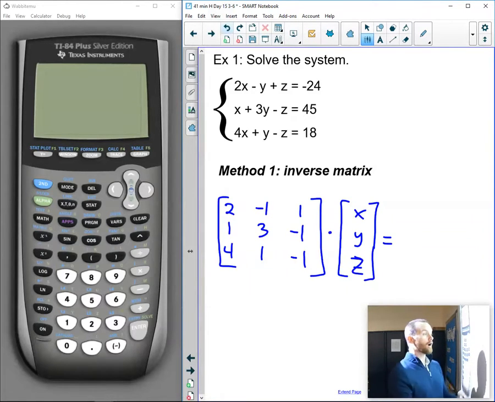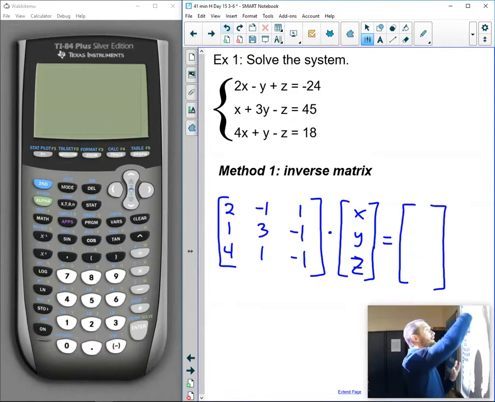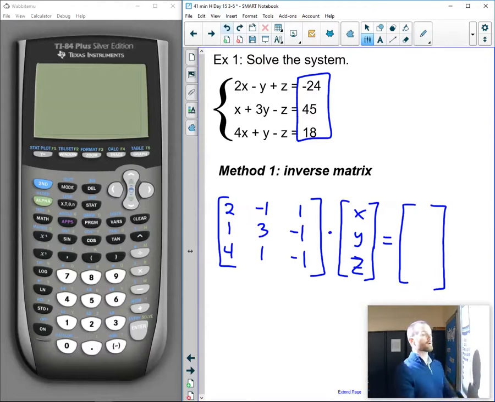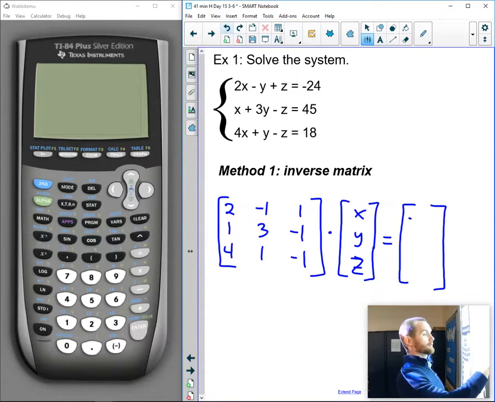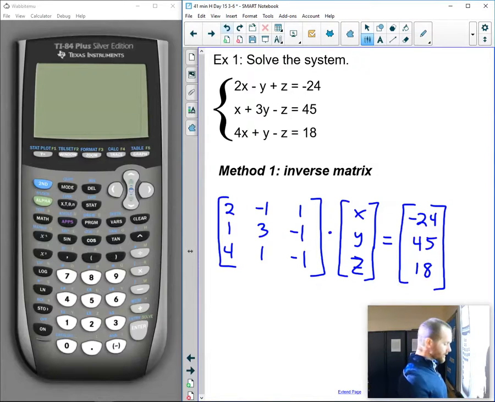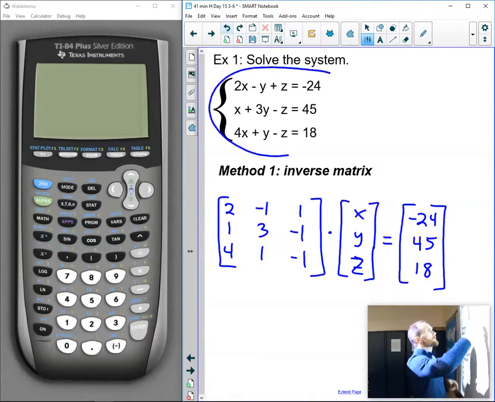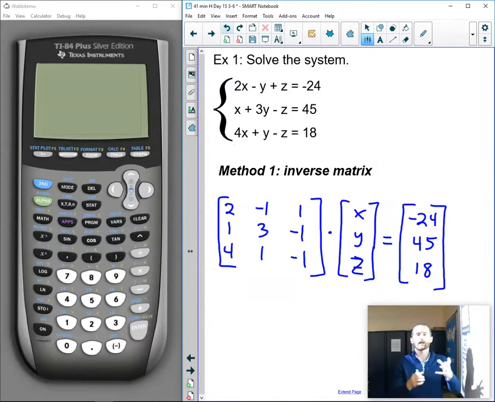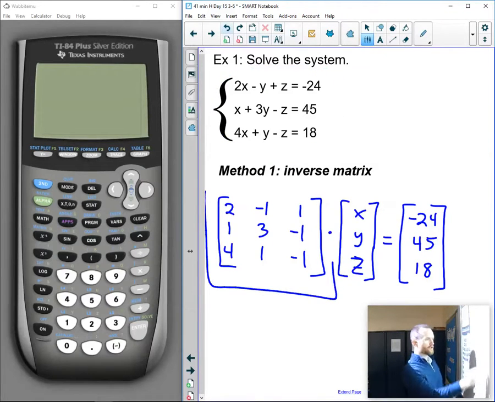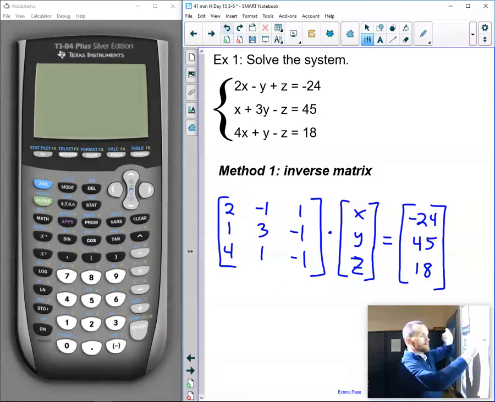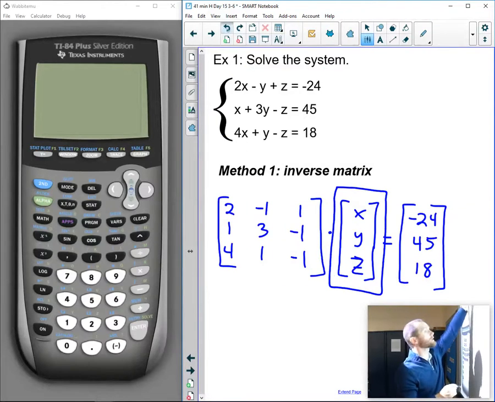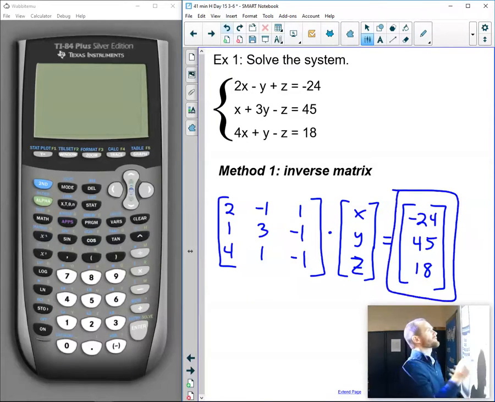And then that's going to equal our answers. So here, that matrix is going to be what we have on this side of the equal sign. The -24, 45, and 18. So what we've done here, we took our original system of three equations and rewrote it as one matrix, the coefficient matrix, times our variable matrix equals the answers, not the solutions, but the answers, whatever we had right there at the end of our equations.